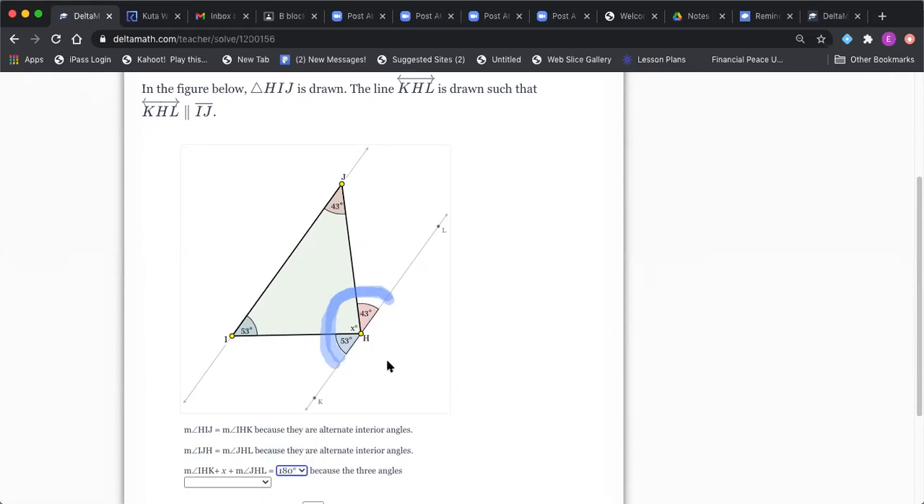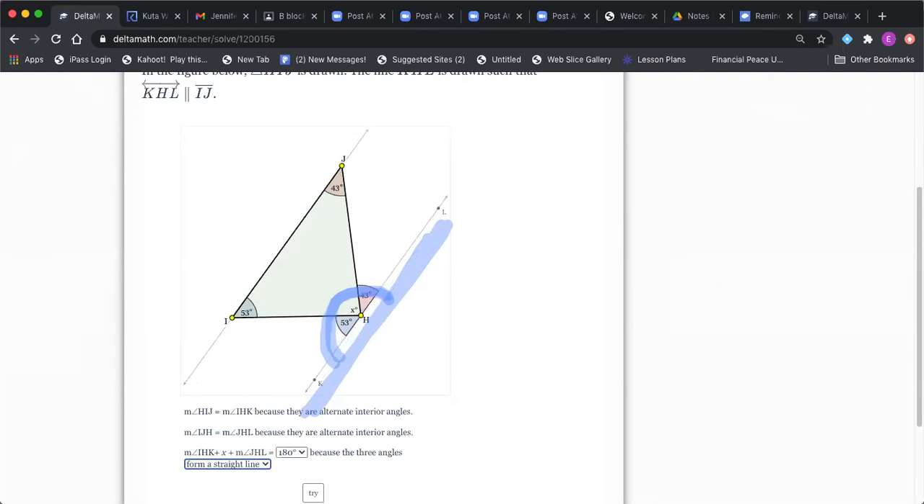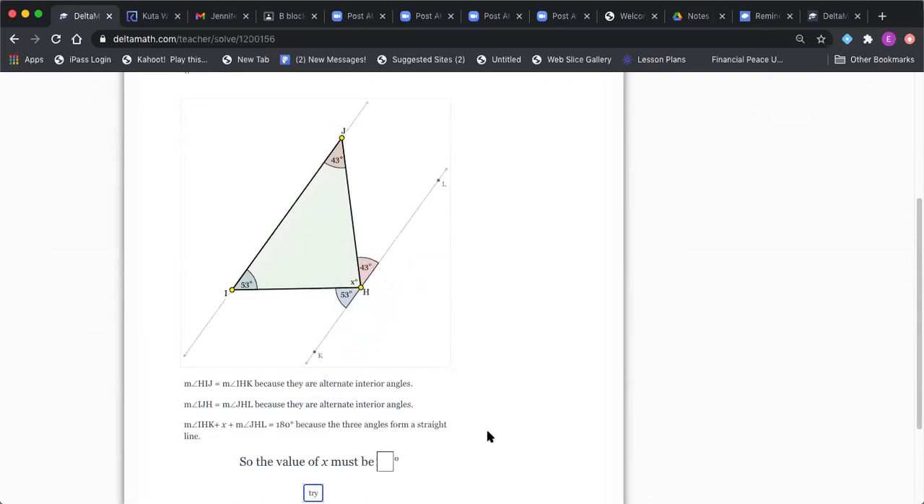Why though? How did you know that? Because the line that's there, I guess it goes straight and there's that curve around it. That's exactly it. They make a straight line together. So that's even a choice in the drop-down menu: they form a straight line. Yes. Oh my gosh, how cool. Oh wait, let me clear this. Let's click try and see what happens.